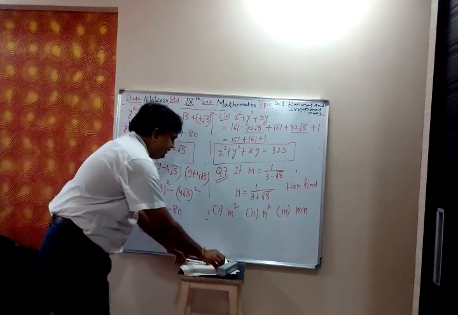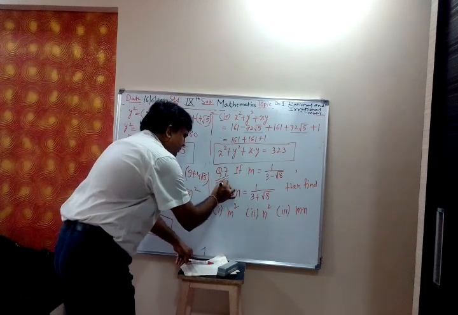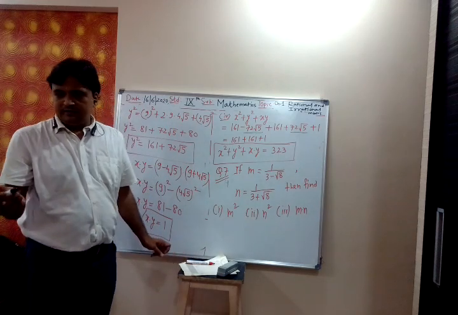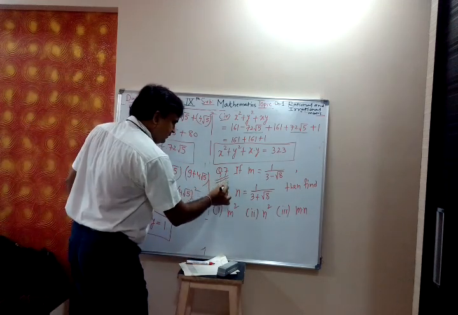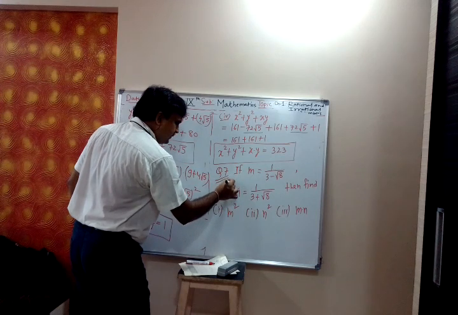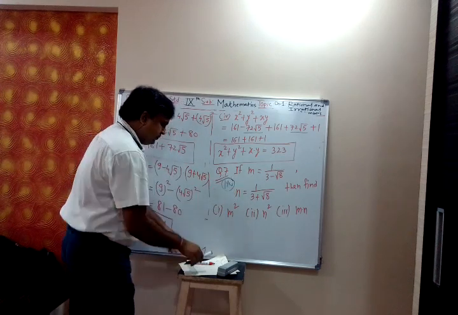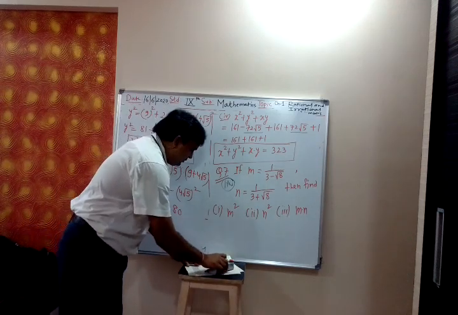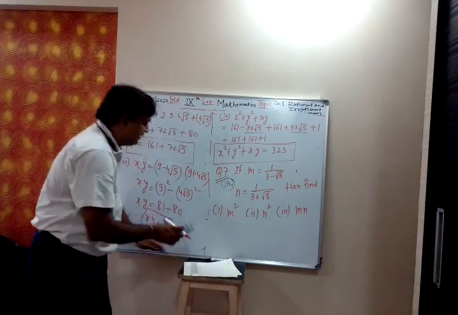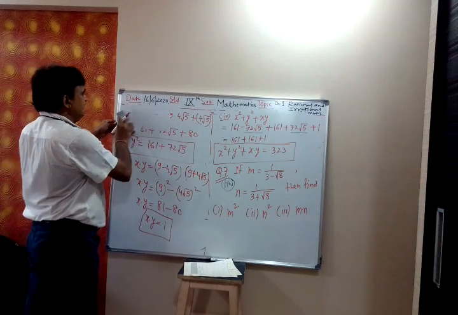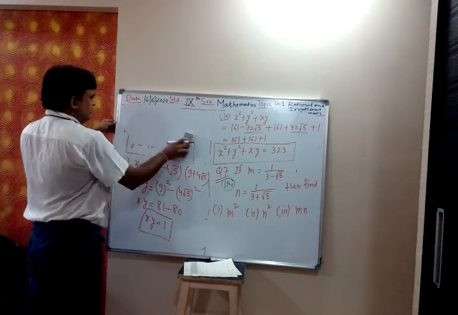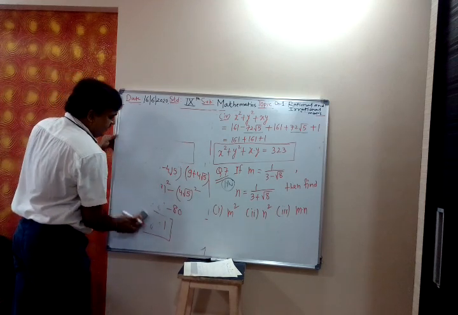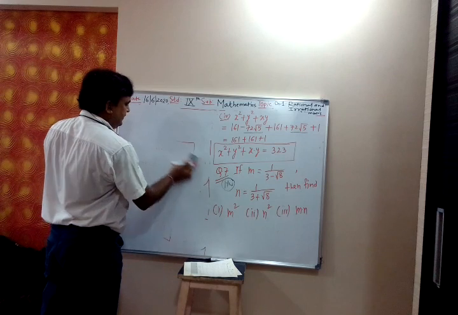So this seventh one I am going to give as homework. The same type of problem. Eighth one I am doing because eighth one is slightly different. Seventh one will be homework because it is the same problem. You will rationalize the denominator of m and n and simplify.